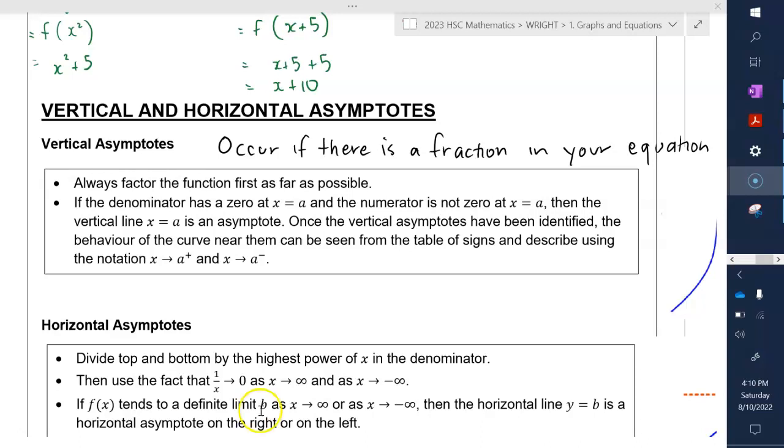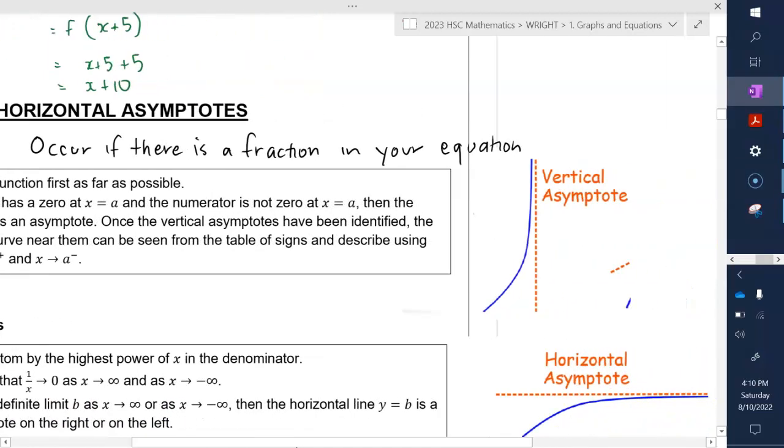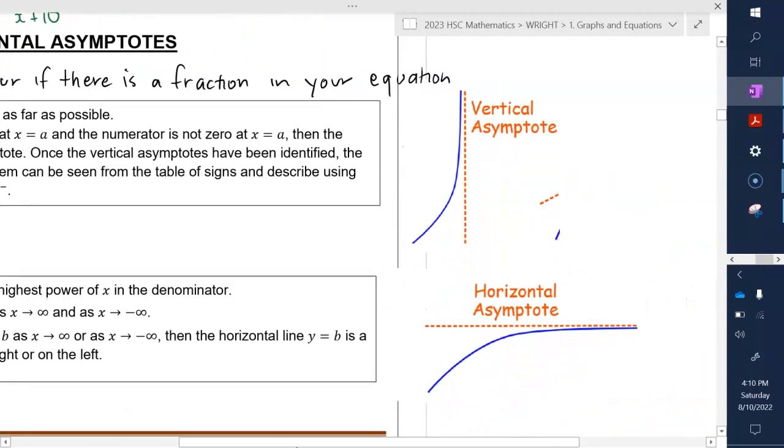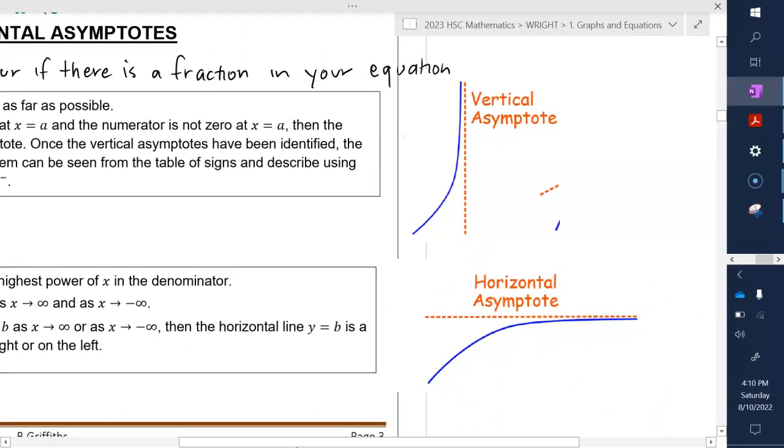Okay, so a vertical asymptote. If we scroll over to the side over here, I've just got some diagrams of the two. The dotted lines are the asymptotes. So a vertical asymptote is a vertical line where our function, being the blue line, gets really close to but is not going to touch. Horizontal asymptotes would be an imaginary horizontal line, the blue line being our function, which again would get really close to but never touch.